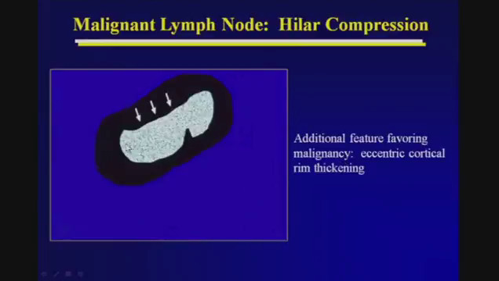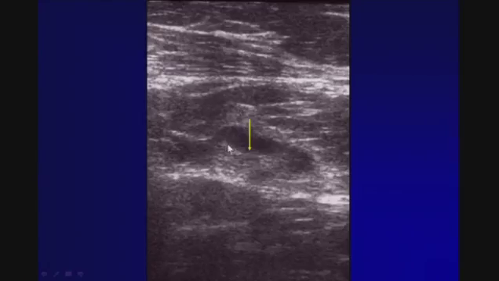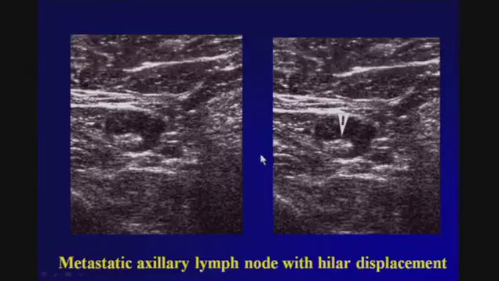The other sign that we can sometimes look for is that the border of the hilum is displaced and sometimes straightened, as we see here. Here would be an example. Notice that the hilum is displaced and straightened. So if we were to biopsy this lymph node, we'd biopsy where the yellow arrow is in the region of the cortex here. Here's another example of some hilar displacement with a little straightening right here, metastatic axillary lymph node.